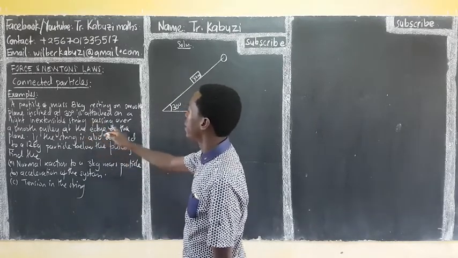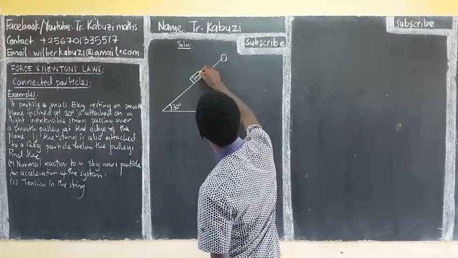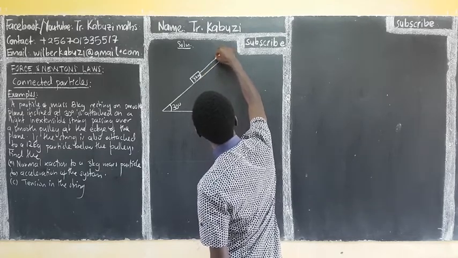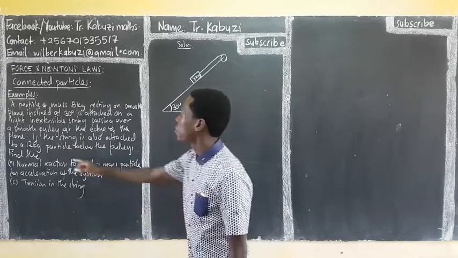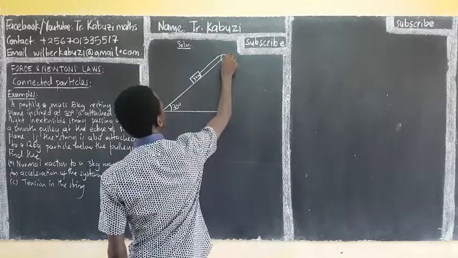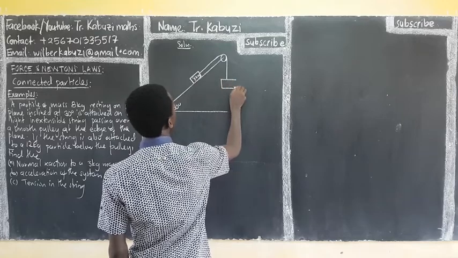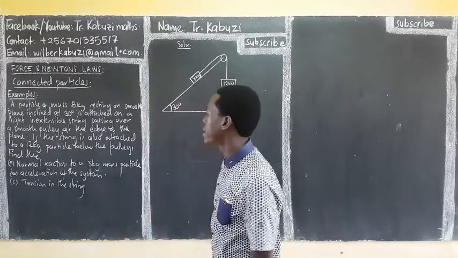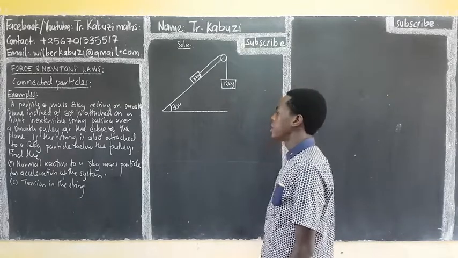Attached to a string passing over a smooth pulley at the edge of the plane. So this one is attached to a string which again passes over this pulley like that. Then they are saying, if the string is also attached to a 12 kilogram particle below the pulley. This is the 12 kilogram particle below the pulley. Find the normal reaction to the 8 kilogram mass particle, acceleration of the system, and the tension in the string.